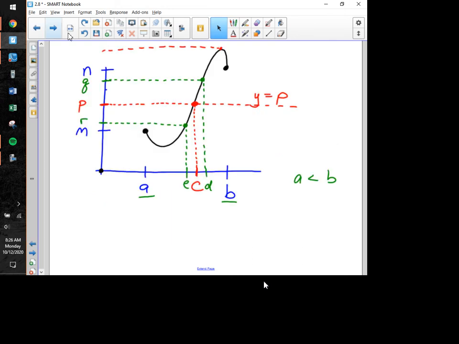So the intermediate value theorem essentially says, you guys, we can't skip y values. If you started right here with a y value of m and you ended right here with a y value of n, every single y value between m and n must occur at least once. The only way that couldn't happen is if you had a function that was not continuous on that interval, and that's not where the intermediate value theorem applies.